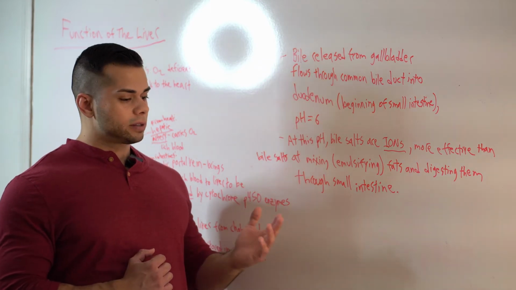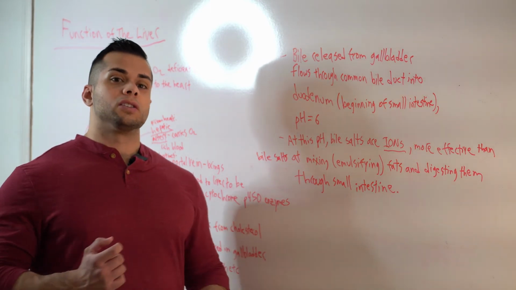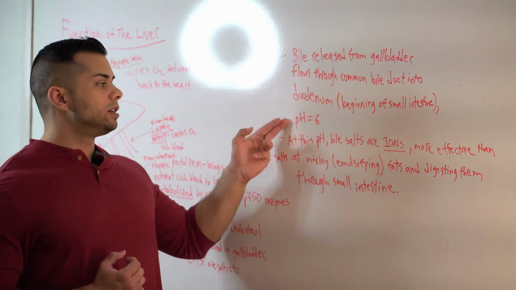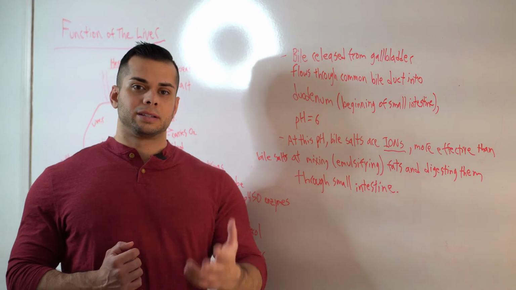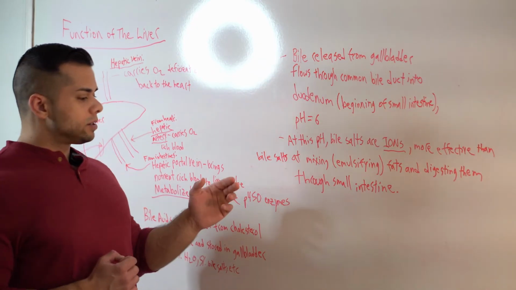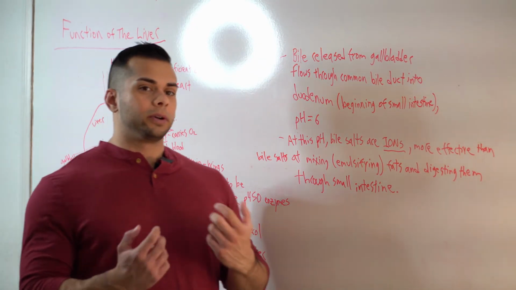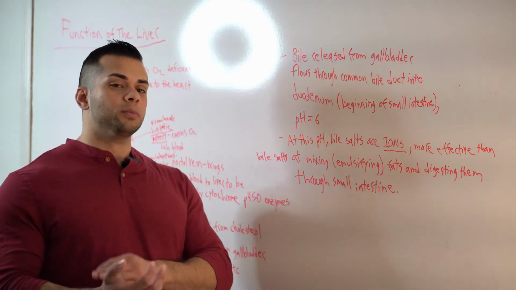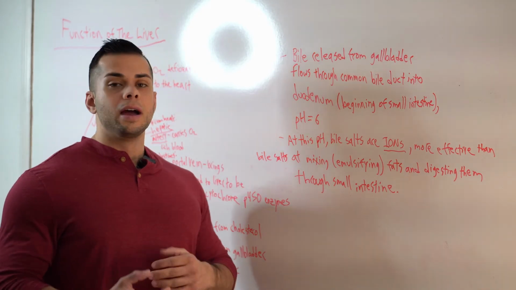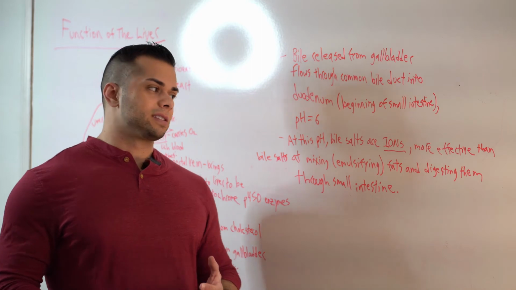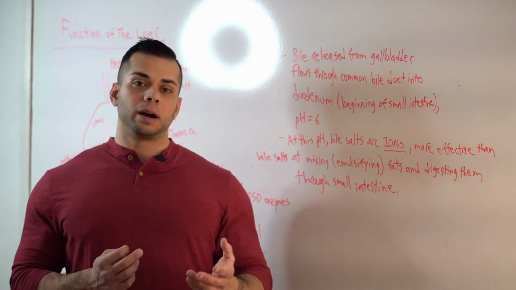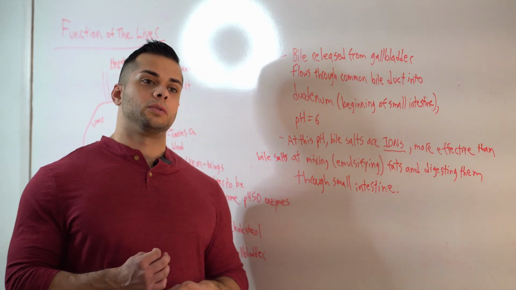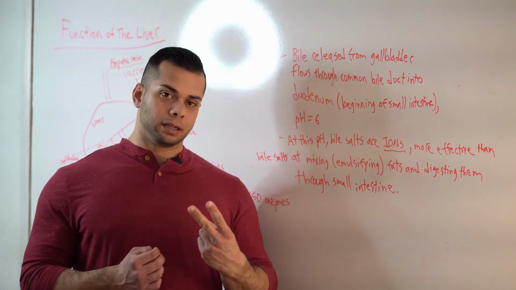So whenever it enters the duodenum, we find a physiological change in pH. The pH in the duodenum is around 6. This makes it more acidic. So this is where the point is made that bile salts are going to be more effective than bile acids at fat digestion and things like that, which is why it's important that we have these conjugated bile acids that have been conjugated with either taurine or with glycine.